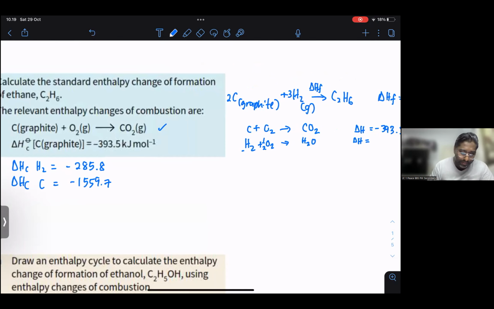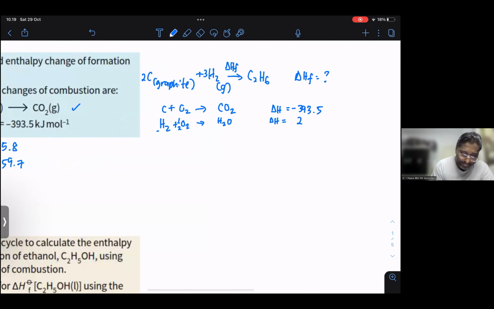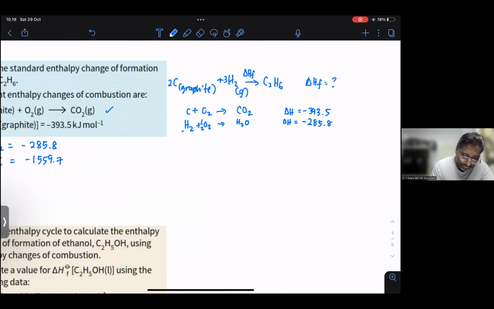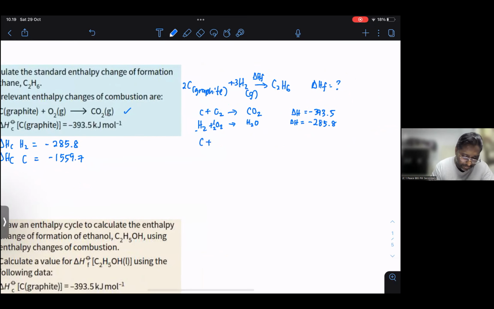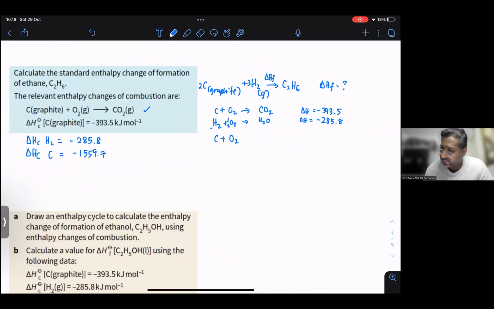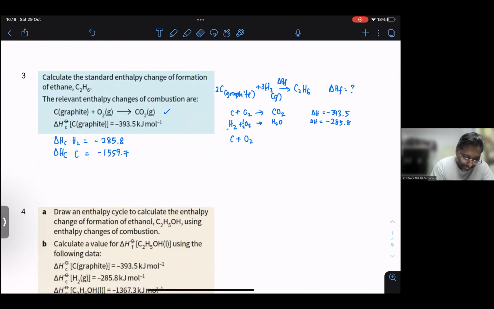Then we also have enthalpy change of combustion of carbon. So carbon plus oxygen. Sorry, my mistake, this one is not enthalpy change of carbon. That's going to be enthalpy of combustion of C2H6.